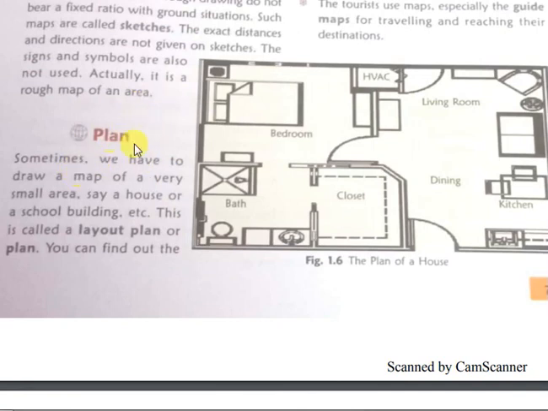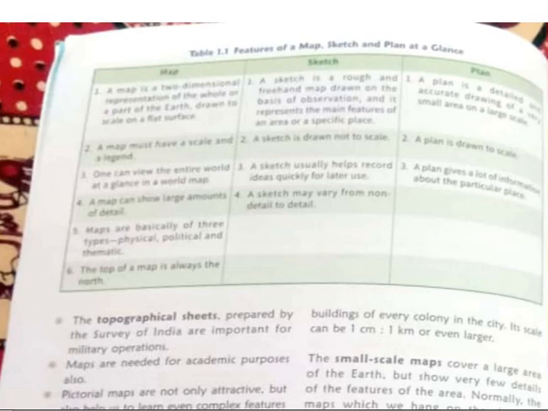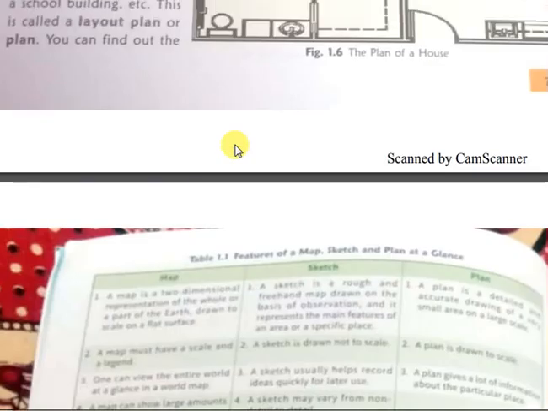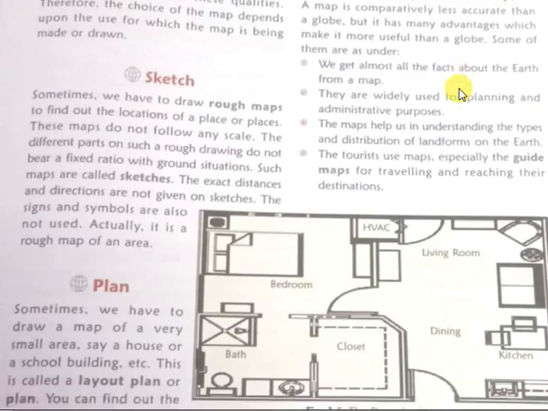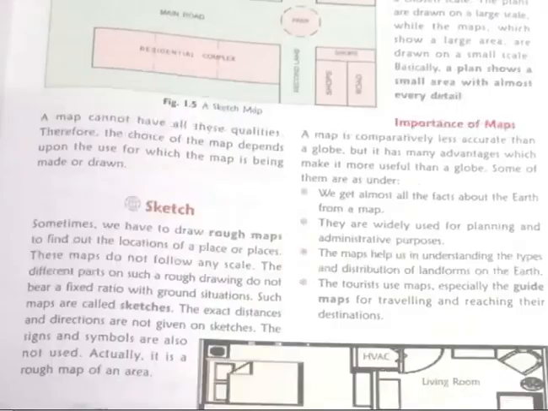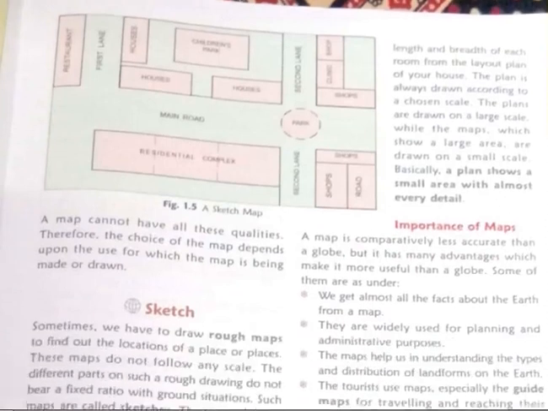Next is the plan. Sometimes we have to draw a map of a very small area, say a house or a school building, etc. This is called a layout plan. Like here you can see the plan of a house where each and everything is shown, like here. So you can find out the length and breadth of each room from the layout plan of your house.